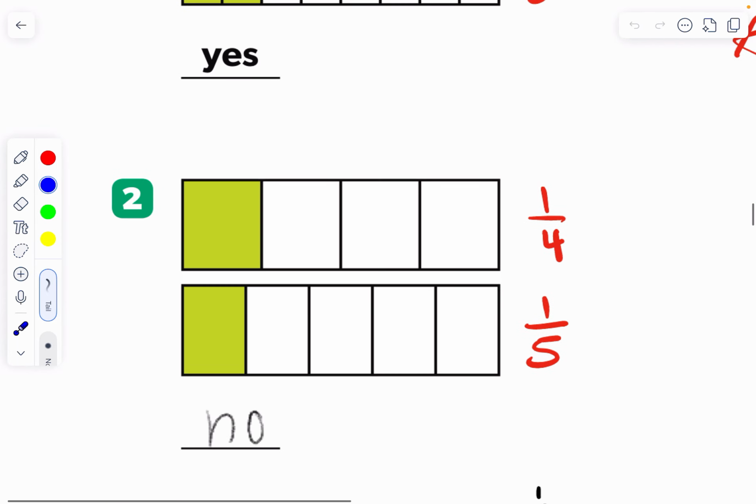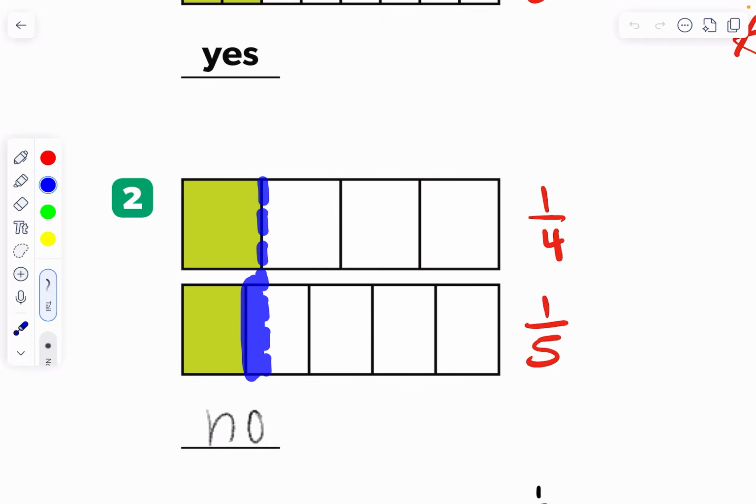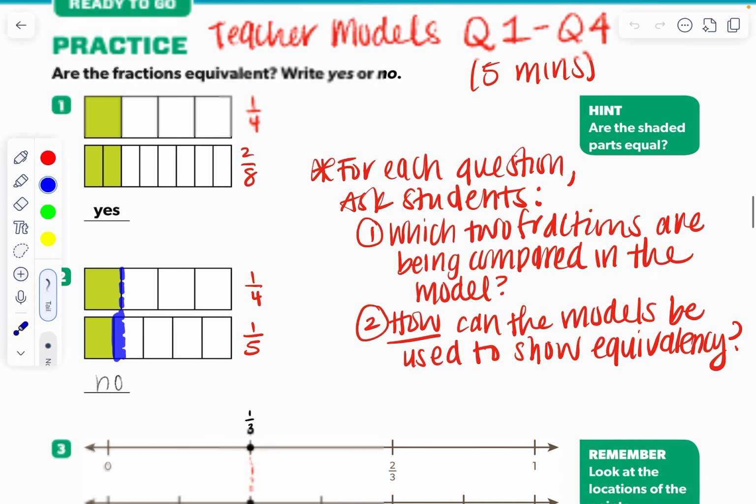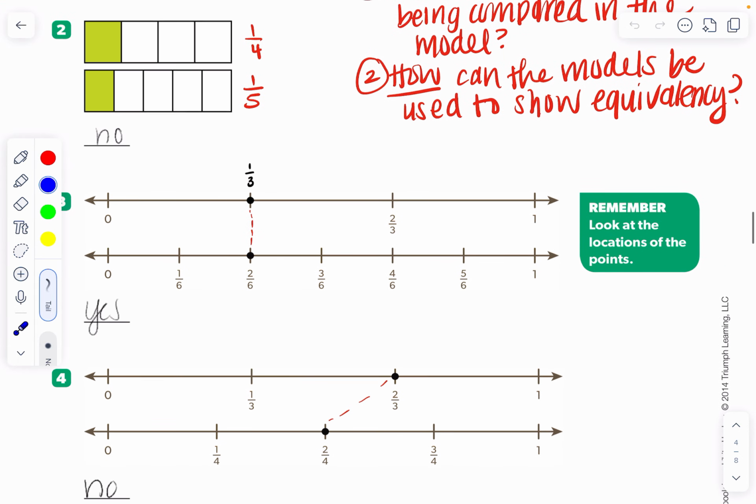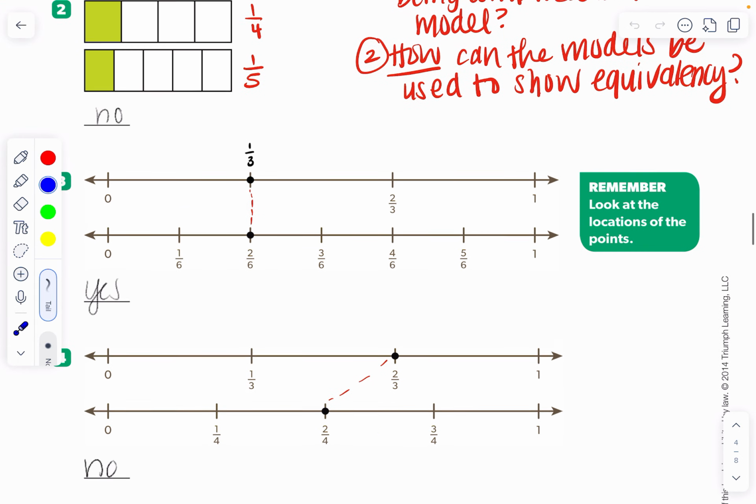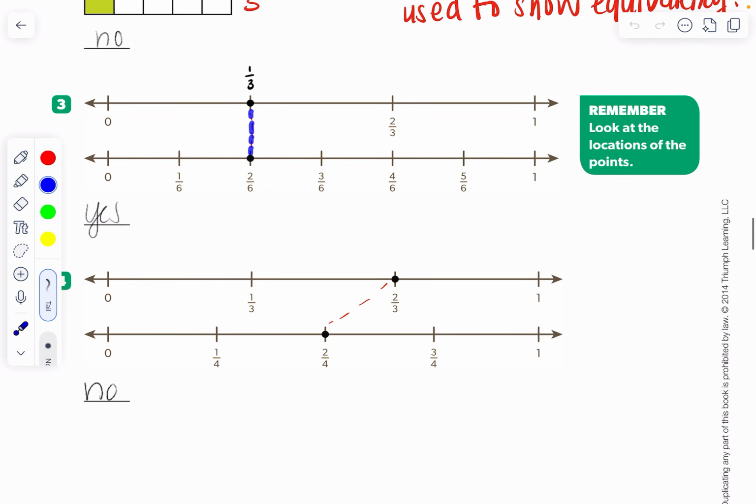Whereas when we compare 1/4 and 1/5, the shaded portion does not align. We have a bit of a gap right here. Now the same is to be said about questions 3 and 4. 1/3 and 2/6 align, whereas 2/3 and 2/4, there's a bit of a gap. These do not align.